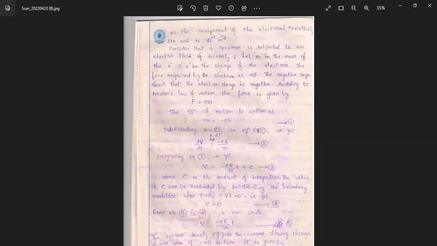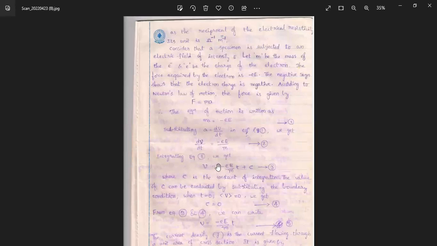Derive velocity with respect to time, you get acceleration. So dv by dt, you substitute this equation in the above one. What we get? dv by dt is equal to minus E by m. So in this equation we have substituted a value.